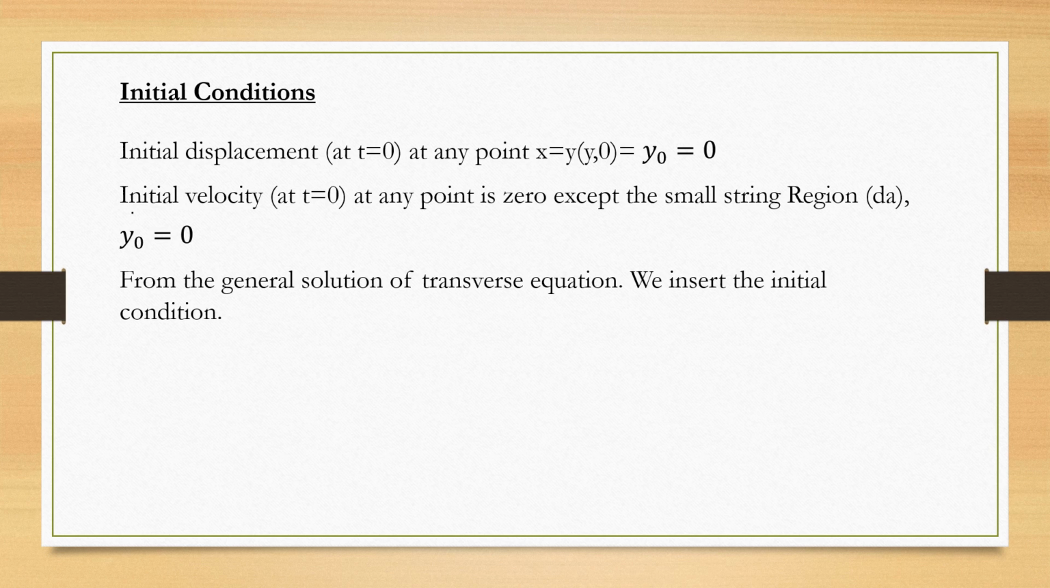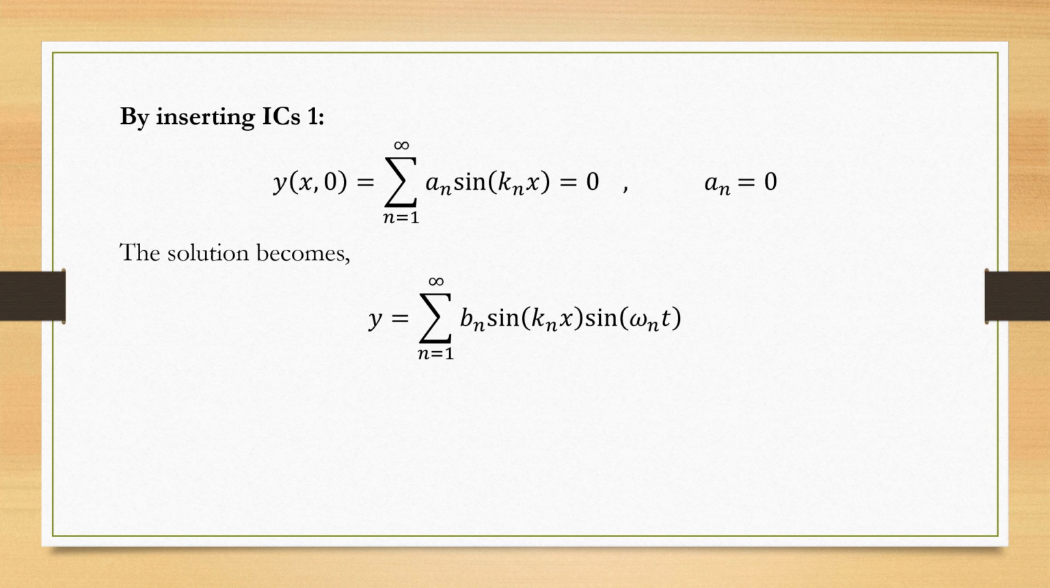So the displacement at t = 0 at point x equal to y, and the initial velocity at t = 0 at any point is 0 for such a small string. From the general solution of the transverse equation, we insert the initial conditions. By inserting the first initial condition, y(x, 0), into this equation, we get this solution.